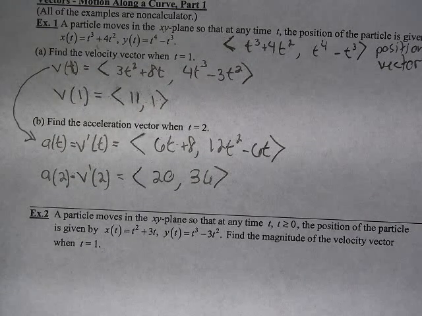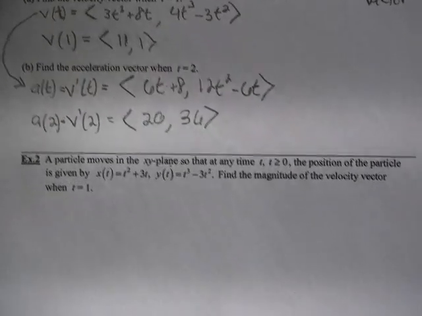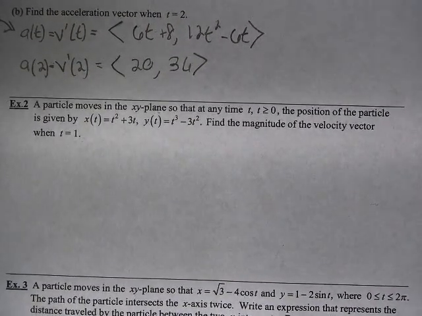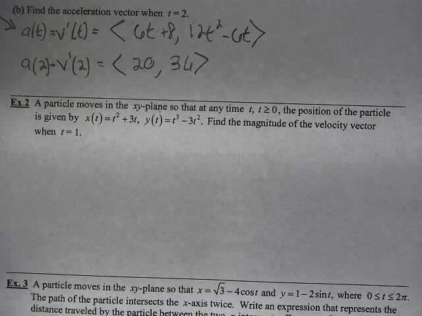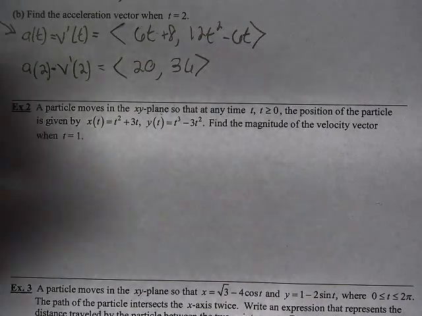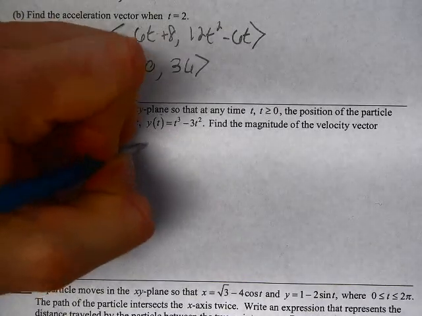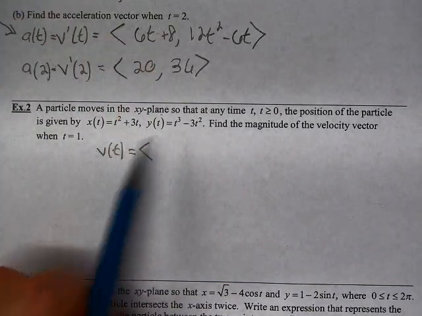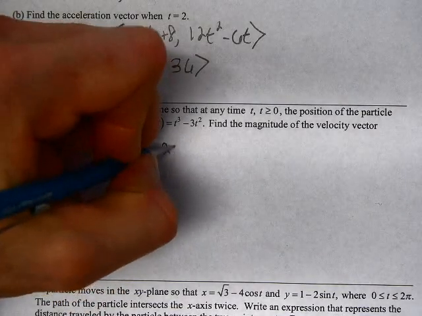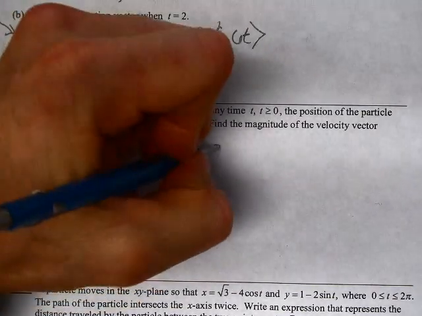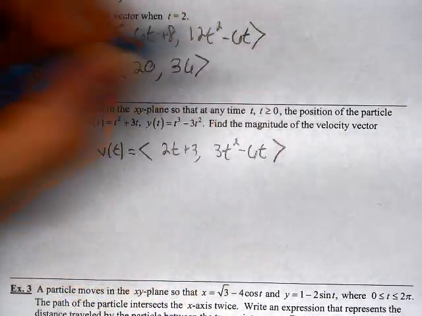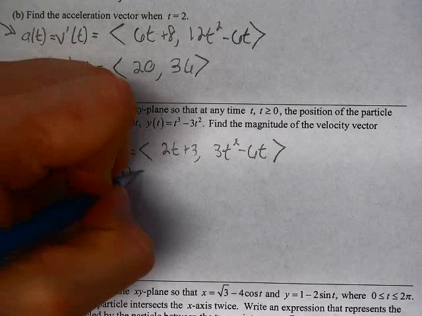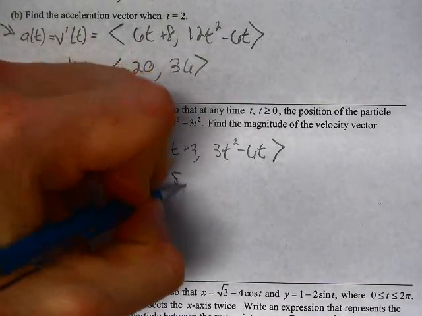Alright, so the next example, we have a particle that moves on the xy plane, so that at any time t greater than or equal to 0, the position of the particle is given by these x and y equations. We're trying to find the magnitude of the velocity vector when t equals 1. Let's find the velocity vector first. So v of t is just the derivative of the x and the y position. So we have 2t plus 3, and then 3t squared minus 6t. And if we find that when time is equal to 1, t equals 1, we get <5, -3>.